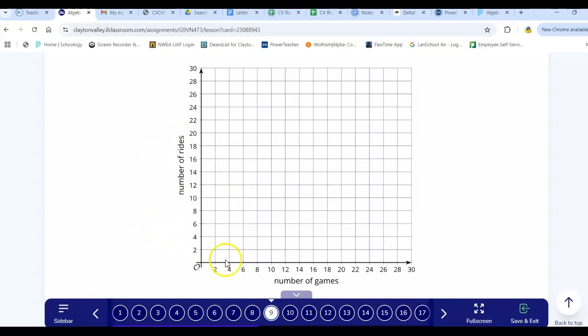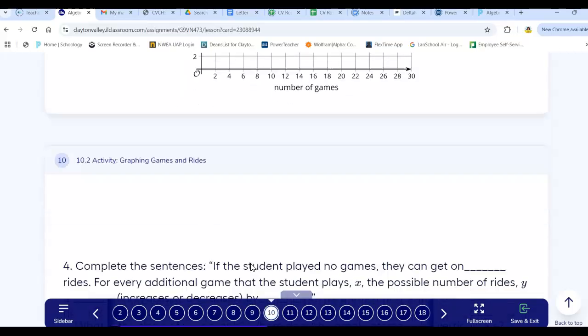And if I didn't go on any rides and I just played games, I could play 7 games. So my other point would be right there. And then I would connect those 2 points with a line. Okay? And the student task statements tell you how to do that. All right?